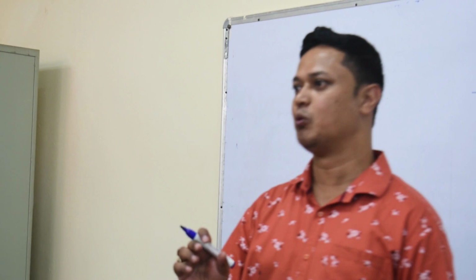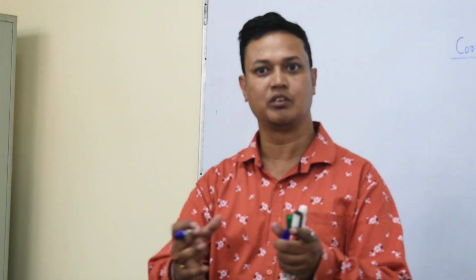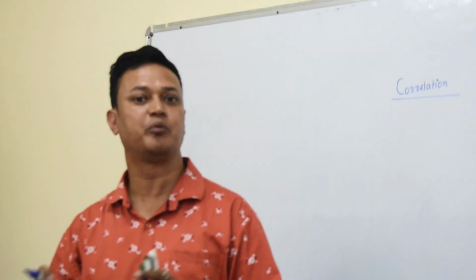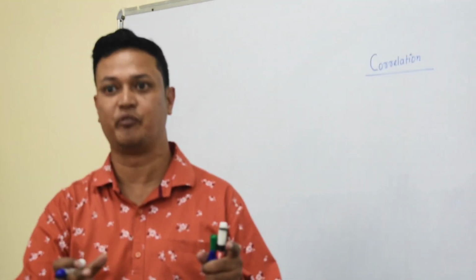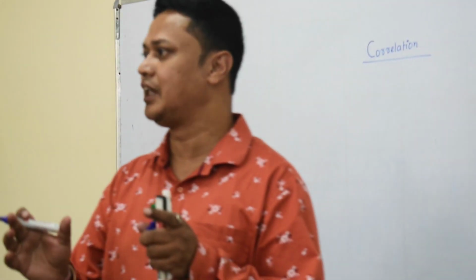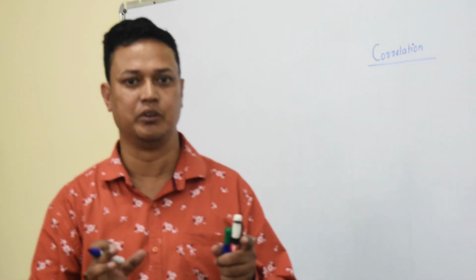Now today's class is on correlation. What do you mean by correlation? Co means both, two things are related to each other, right? So we are judging the strength of relationship between two different items, or you can say, in a numerical sense, two different variables.